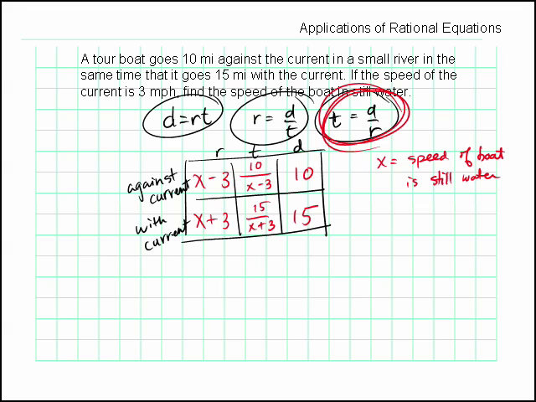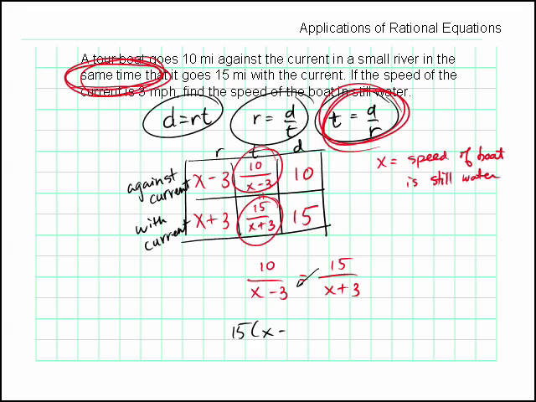We get our equation from this sentence right here. It says same time. In other words, this time is equal to this time. That's the equation: 10 over x minus 3 equals 15 over x plus 3. If I solve this equation for x, then I'm going to get our answer, the speed of our boat. Since it does look like a proportion, I can solve this by cross-multiplying: 15 times x minus 3 is equal to 10 times x plus 3.